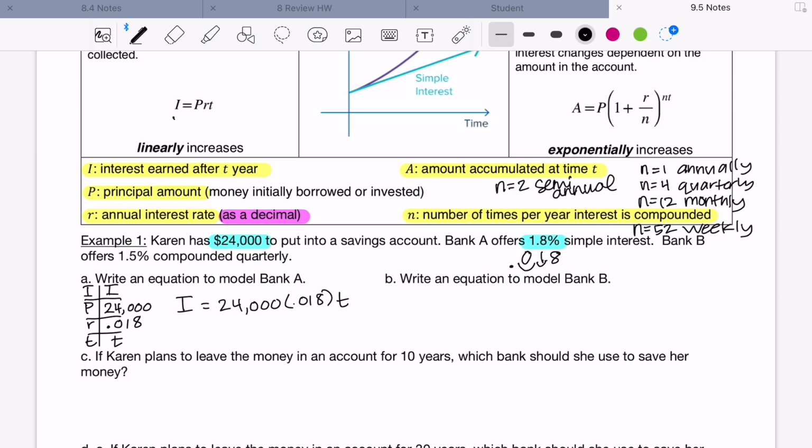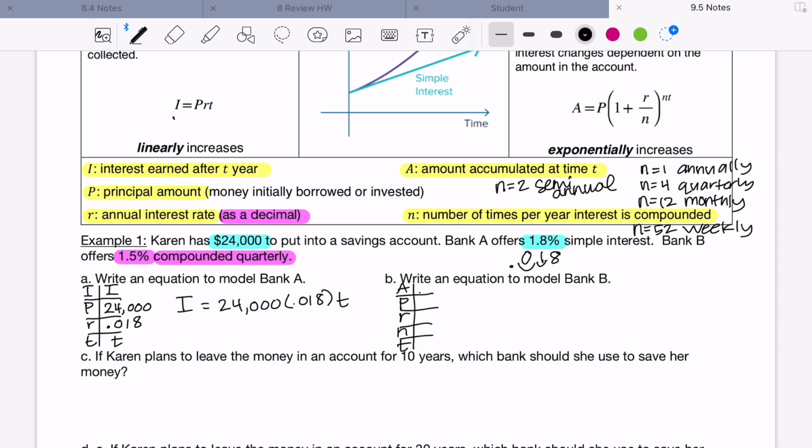Use the other equation to model Bank B because it's compounded quarterly. So let's take a look at that again. Compounded quarterly right here, and at 1.5%. So in order to do that, I'm going to look at all the variables in my new formula. So it starts with A, then P, then we have a 1, that's a number, not a variable. Then we have R, N, and T, and we do have N twice, but that's okay.